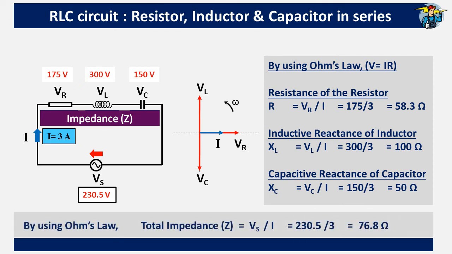Total impedance of this circuit can be found by using Ohm's law. Just divide the supply voltage of 230.5 by the current flow of 3 amperes, and you get 76.8 ohms for the total impedance, Z. Total impedance can also be found in a different way.